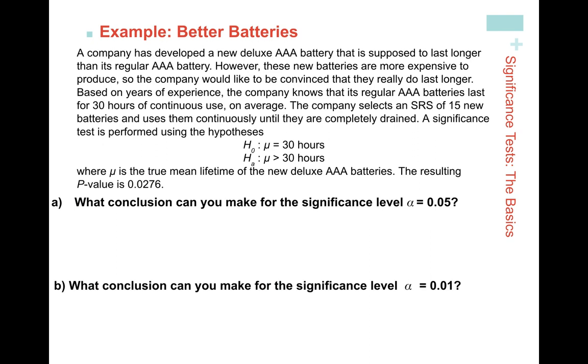All right, here's an example: better batteries. A company has developed a new deluxe AAA battery that's supposed to last longer than its regular AAA battery. However, these new batteries are more expensive to produce, so the company would like to be convinced that they really do last longer. Based on years of experience, the company knows that its regular AAA batteries last for 30 hours. That is the true population mean, so mu equals 30 hours of continuous use on average. The company selects an SRS of size n equals 15 new batteries and uses them continuously until they're completely drained. Then they measure how long they lasted.